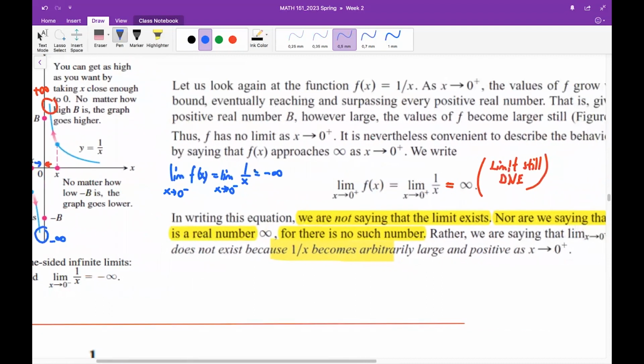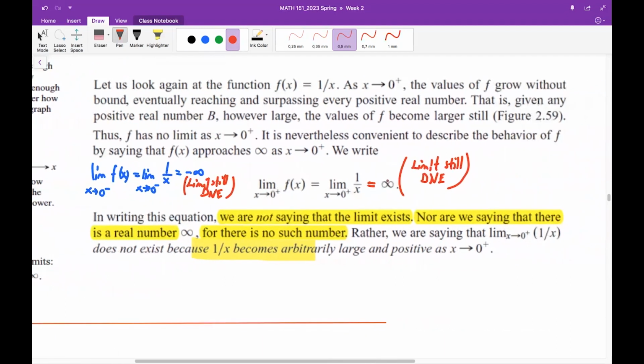And putting an equal sign here doesn't mean that the limit exists. We still say that the limit does not exist. But by putting equals minus infinity or equals plus infinity, we are just giving extra information about the behavior of our function. It diverges to plus infinity, it diverges to minus infinity. We are just giving extra information here, okay?